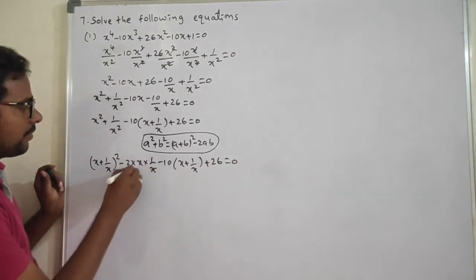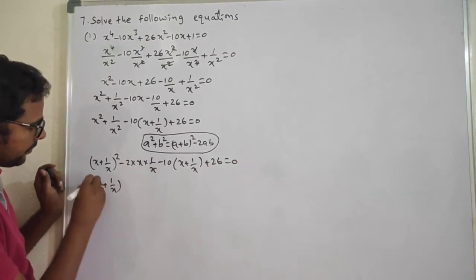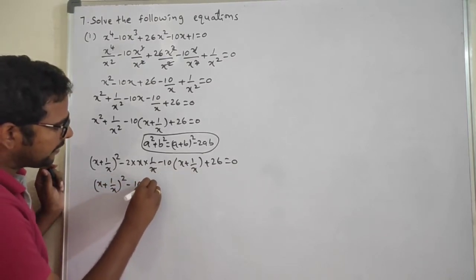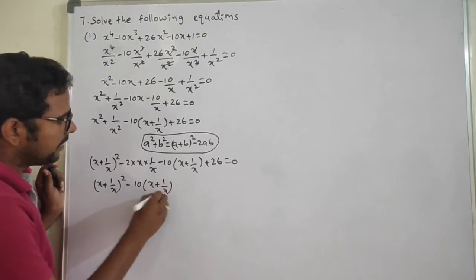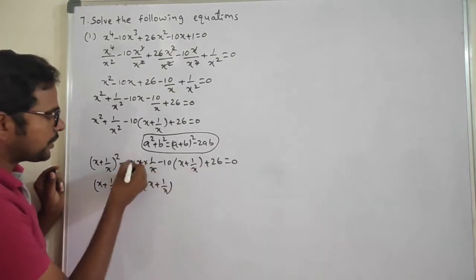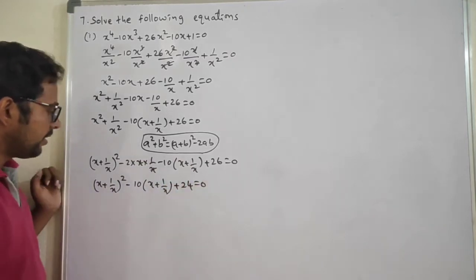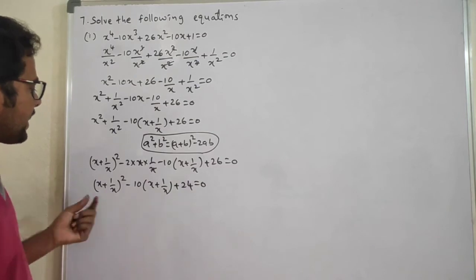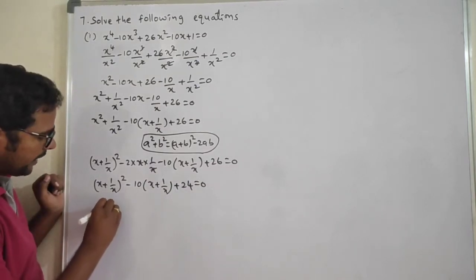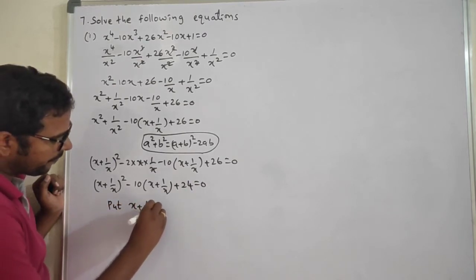Here x cancels. What remains is x plus 1 by x whole square, minus 10 into x plus 1 by x. Here only 2 ones are 2, so minus 2. 26 minus 2 is 24, plus 24 equals 0. Now here take x plus 1 by x is equals to t. Put x plus 1 by x equals t.